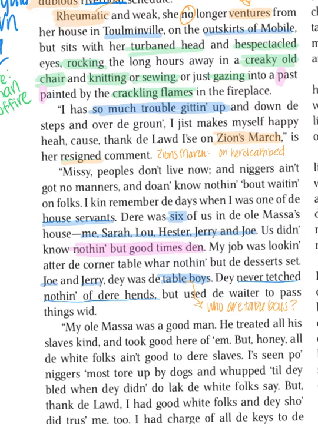Okay, let's go back through and make sure we didn't miss anything. We also need to make sure we make a couple of notes. This is really interesting back up here. Let's look through the first sentence again. "Peoples don't live now, and ain't got no manners, and don't know nothing about waiting on folks." What does she mean by "don't live now"? We're going to circle and question mark. We can discuss this in class.